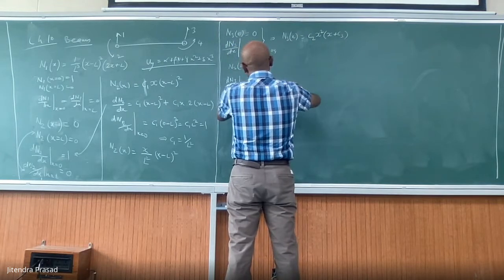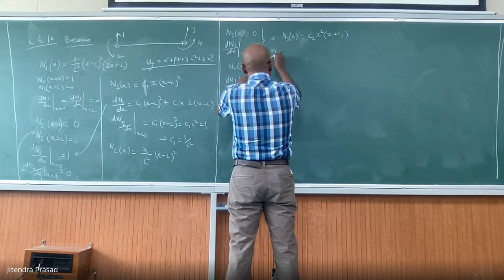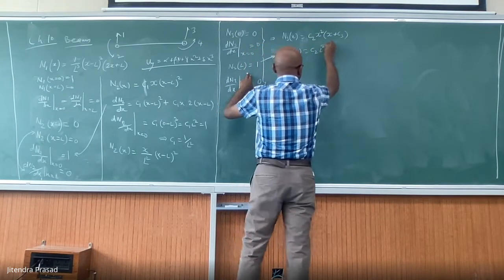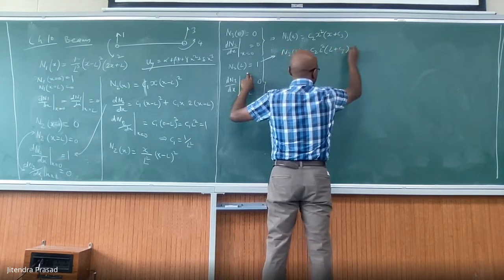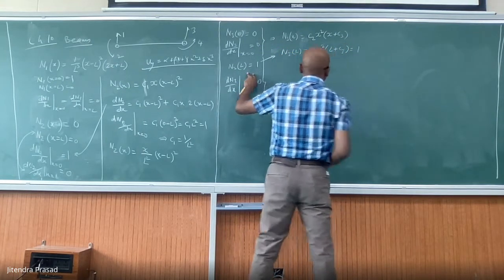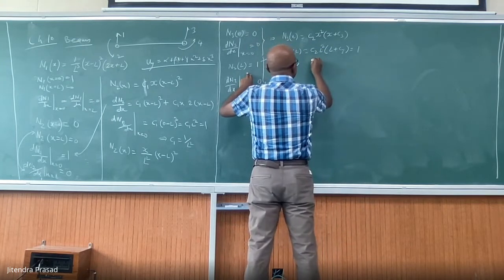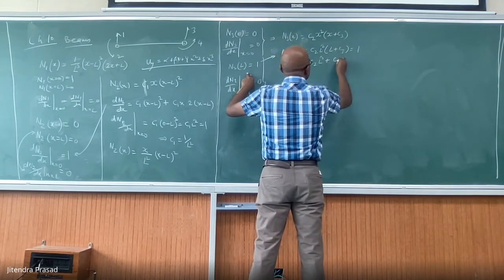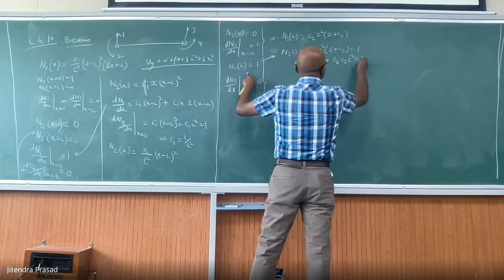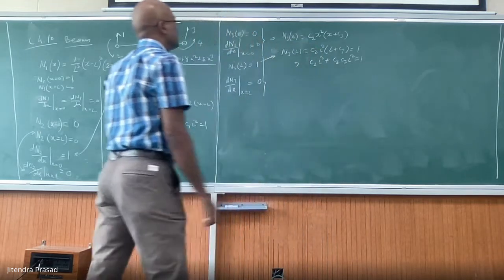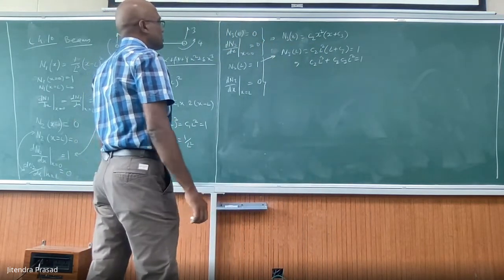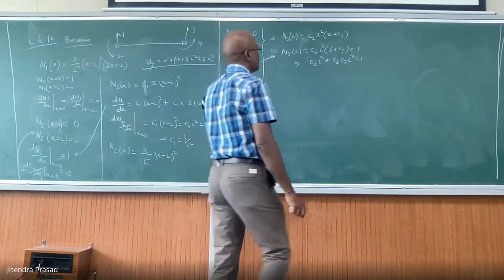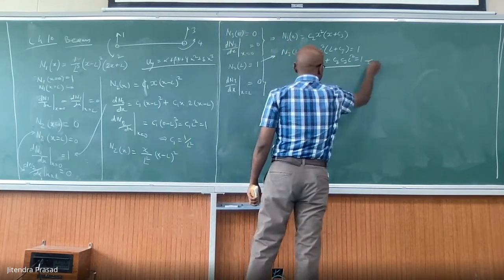So what we get? First of all, from here we get N3(L) is equal to C2 L square (L plus C3) is equal to 1. Or you get C2 L cube plus C2 C3 L square equal to 1. So we get one equation.